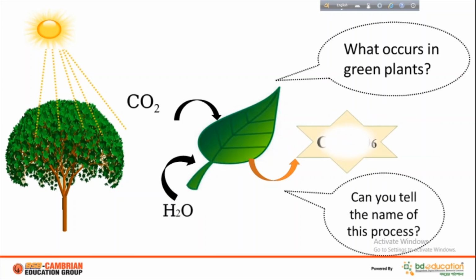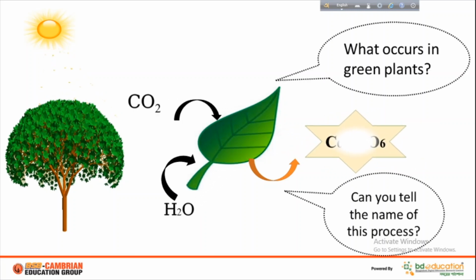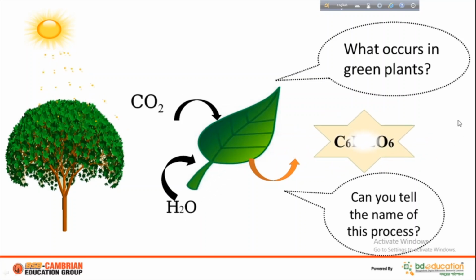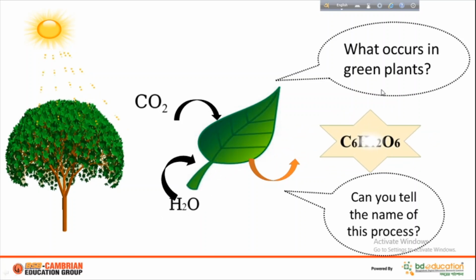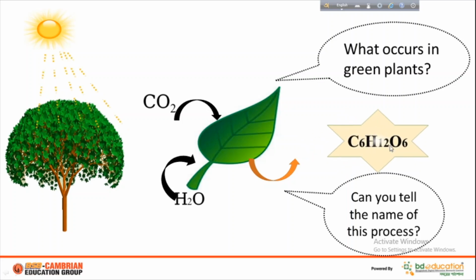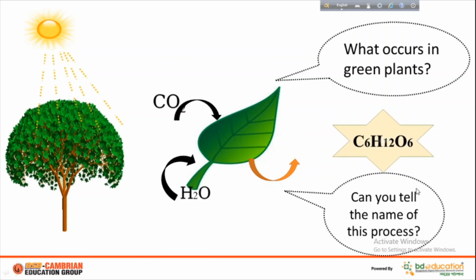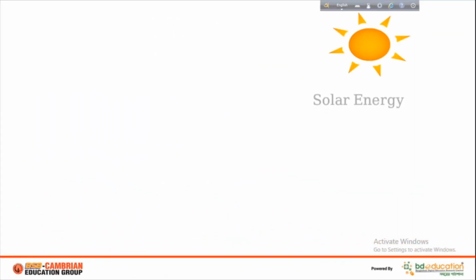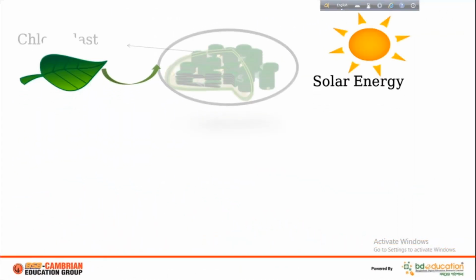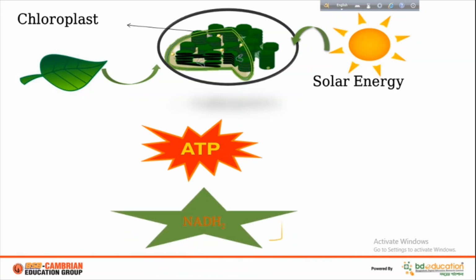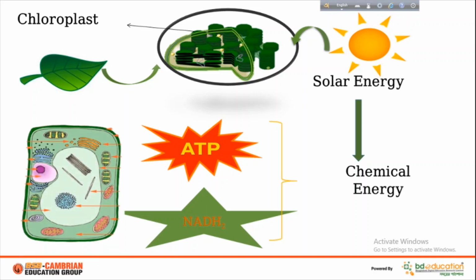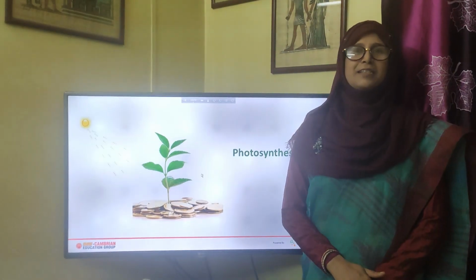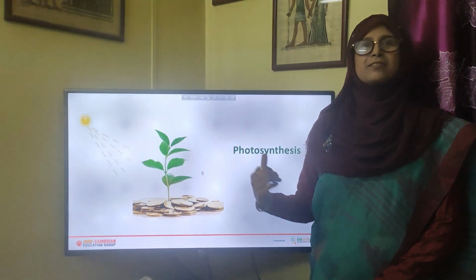What occurs in green plants in the presence of sunlight, carbon dioxide, water and carbohydrate? Can you tell the name of this process? Okay, let's see another picture. Here solar energy converts into chemical energy: chloroplast, green leaves, ATP and NADH2 for the cell. Yes, you are right. So our today's topic is photosynthesis.